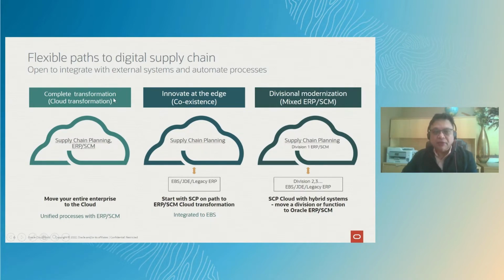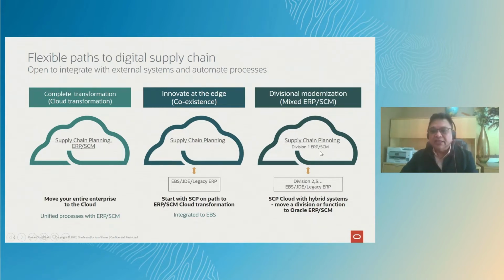So we support three modes. One, when you have complete transformation, where the entire ERP and SCM, including supply chain planning, moves to the cloud. Second is when supply chain planning is the starting point, and you still have other functions, procurement, manufacturing, order management, and so on, in your existing e-business suite, JD Edwards, or other ERP systems. And we do support integration to EBS and have customers who are integrated to all ERPs, not just JD Edwards and NetSuite, which are Oracle install base, but also SAP, Infor, Glovia, you name it. We have connected to all ERPs.